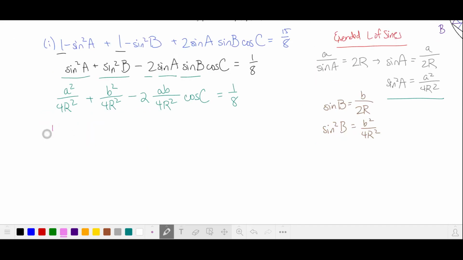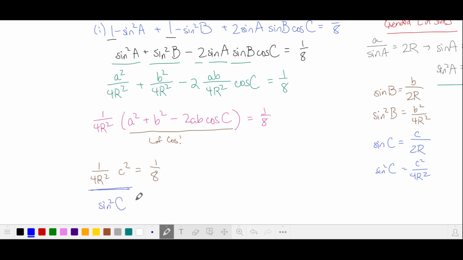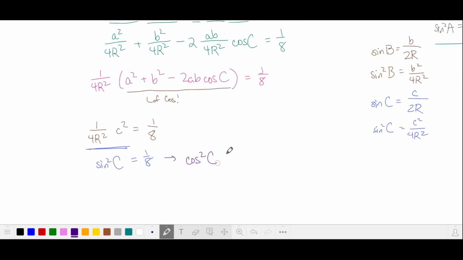We'll factor 1 over 4r squared out of all these terms, and you should recognize this as the law of cosines. This is equal to c squared. On the left-hand side, we note that by the extended law of sines, sine of C is c over 2r, and when we square both sides, we get the expression that we have on the left, so I'll replace this with the square of the sine of C. This gives us the square of the cosine is 1 minus this, or 7/8.